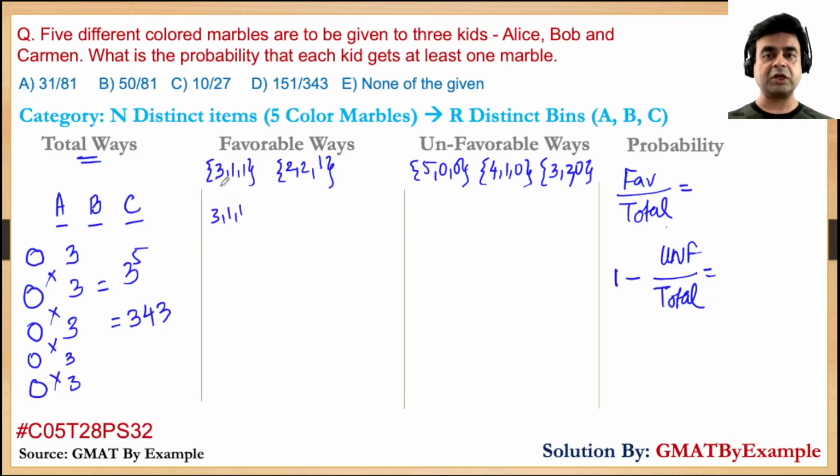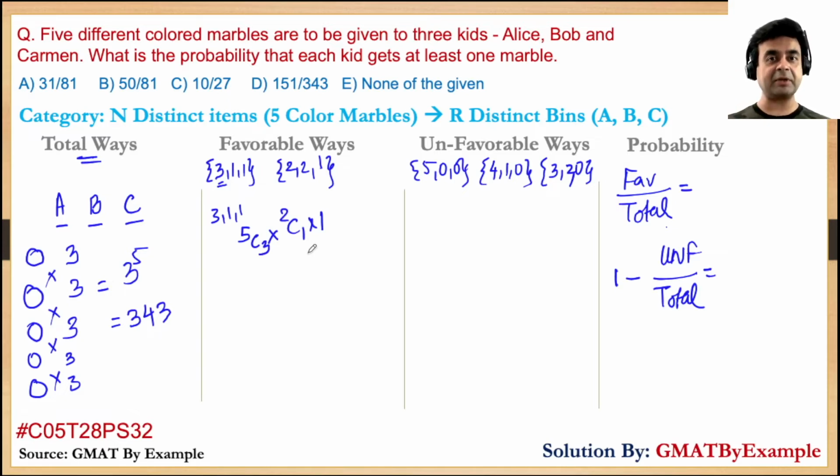So we can choose 3 marbles out of the 5 in 5C3 ways. Then we have 2 marbles left. Out of that, we can select 1 marble and give it to the second kid. And finally, we have 1 more marble that goes to the 1 kid in 1 way. So this is the number of ways we can distribute in 3-1-1.